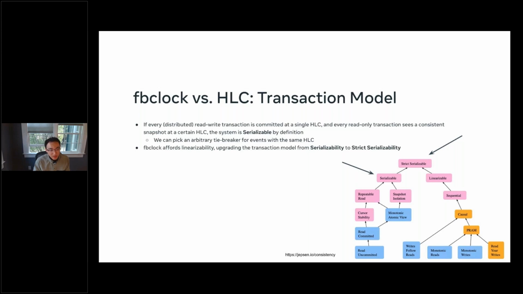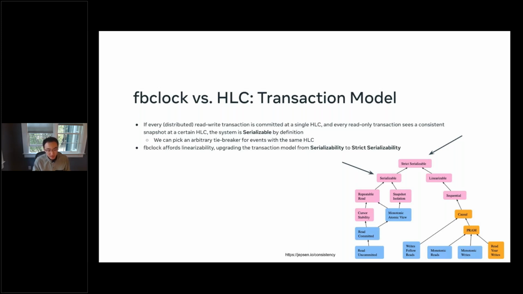And the fbclock affords something even better, because serializability doesn't say anything about the eventual ordering of all your transactions and its relationship with the physical time. It just says it's as if all those transactions happen in a certain sequential order. And that's the definition of serializability.